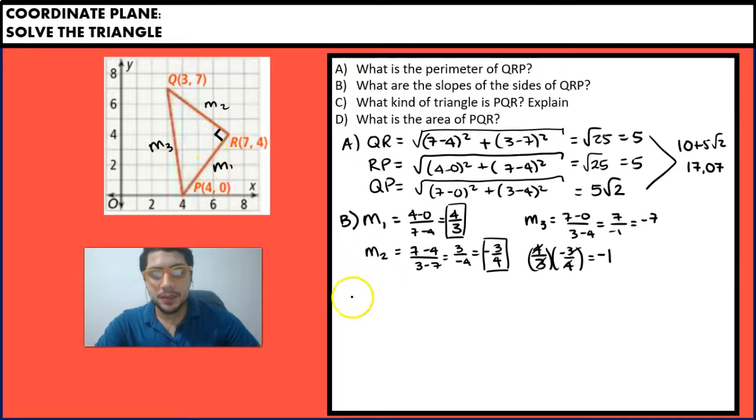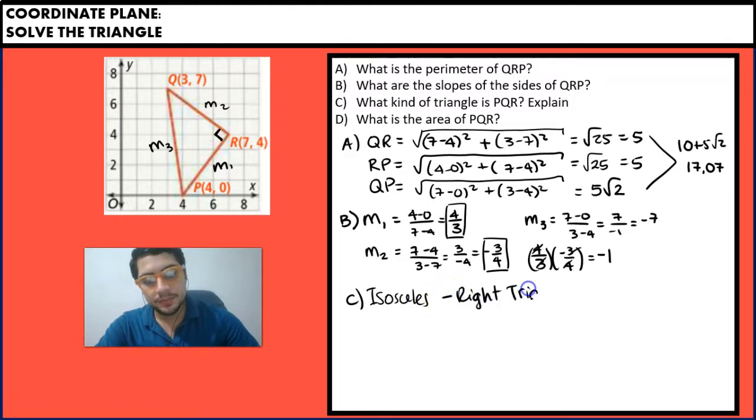Okay, now that really helps us to solve problem C, which is what kind of triangle PQR is. Now we see with the sides, it has two sides that are equal, so it's going to be isosceles. But we also know that it's going to be a right triangle. So according to the sides, it's going to be isosceles, but according to its angles, it's going to be a right triangle. So that's how we know.